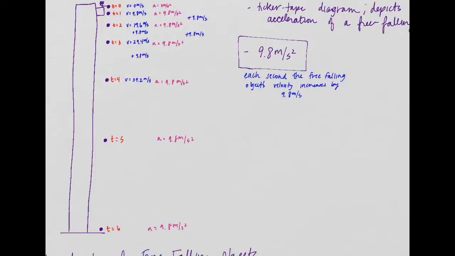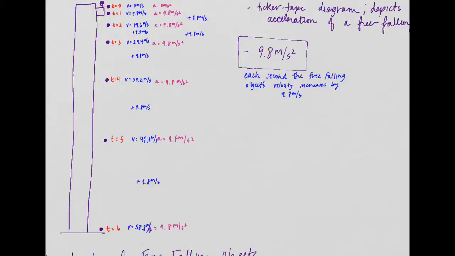Okay, so velocity here, we were at 39.2. We're going to add 9.8 meters per second to that, and we get 49.0 meters per second. Finally, right when the ball hits the ground, plus 9.8 meters per second, what is the velocity that the ball is traveling at? It's traveling at a velocity of 58.8 meters per second.